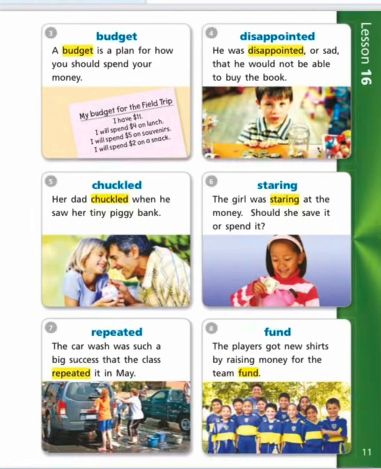Repeated. The car wash was such a big success that the class repeated in May. Fund. The players got new shirts by raising money for the team fund.